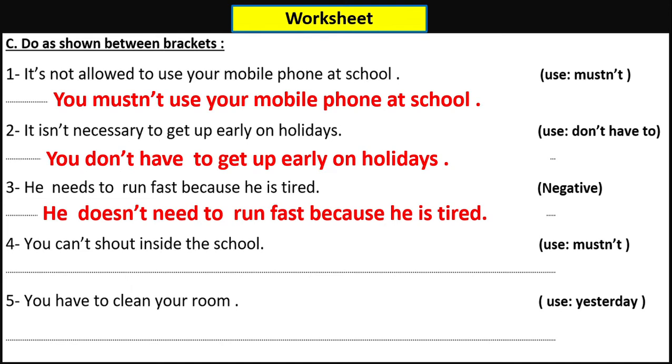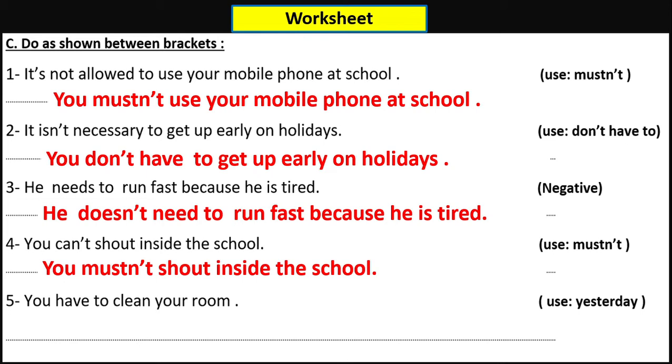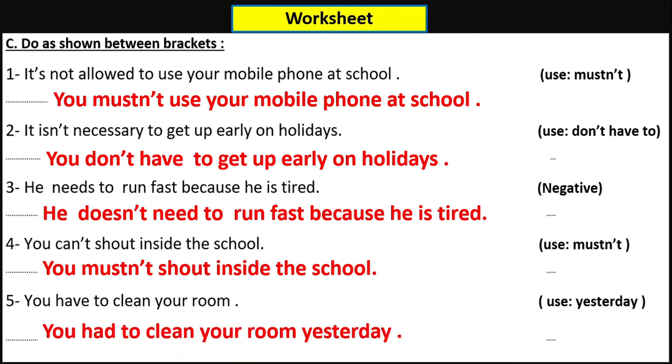You can't shout inside the school. And instead of can't, I'm going to use mustn't because you have a rule that you should adhere to. So you mustn't shout inside the school. You have to clean your room. You had to clean your room yesterday. Notice that we get the past of have, which is had.